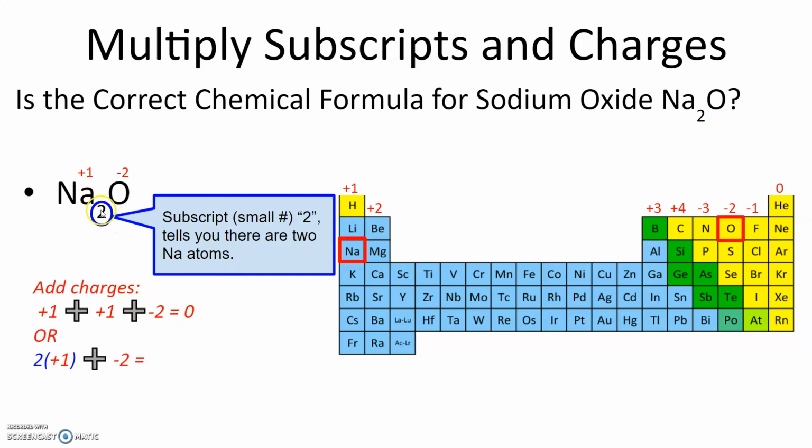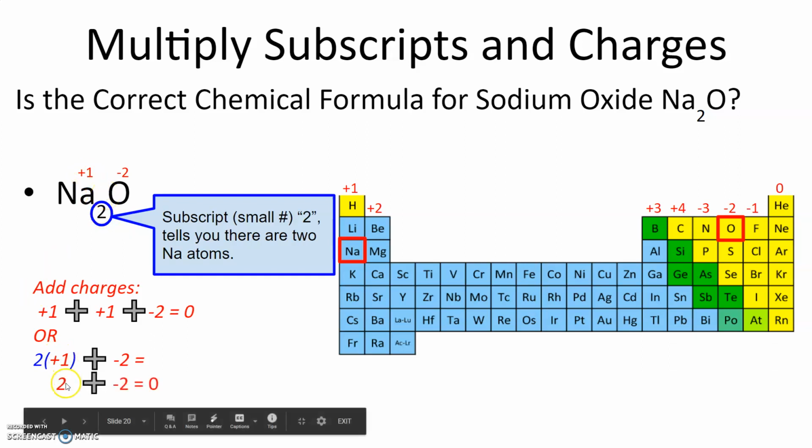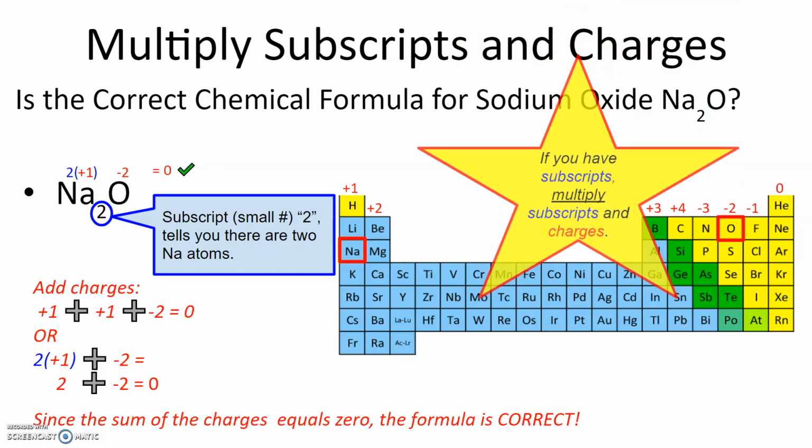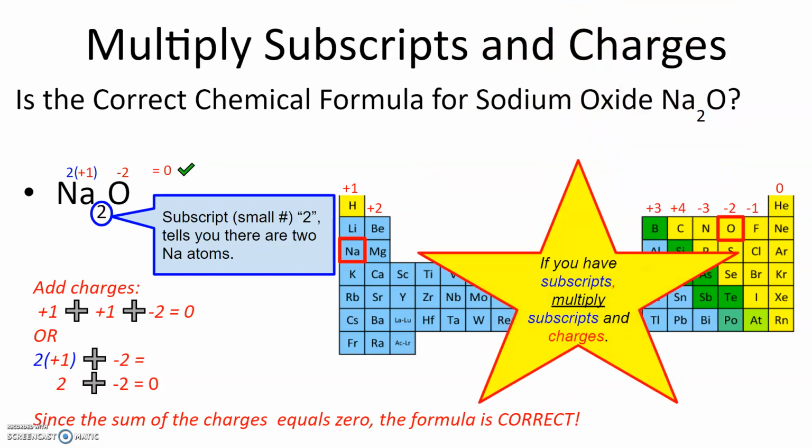So we would do 2, that subscript for sodium, times its charge +1. And when you do that, 2 times +1 is 2. And then you can add it to the charge of the oxygen, -2, and that gives you an overall charge of 0. And so if we look at this formula, we can tell that it's correct because the overall charge is 0. So the key thing to know is when you have a subscript, make sure that you multiply the subscript with the charge of that element or atom.